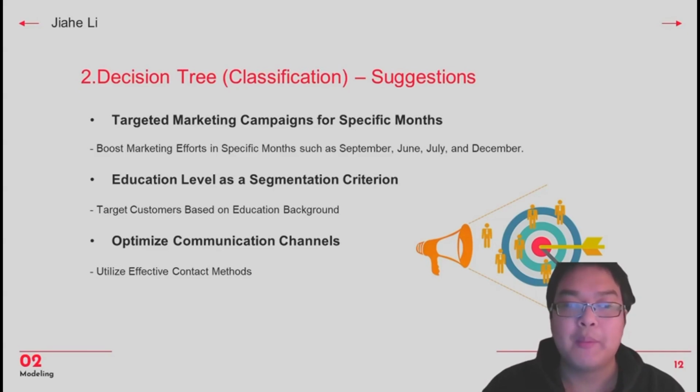And the third one is to optimize communication channels. Utilize effective contact methods. Analysis suggests that phone contact is associated with higher subscription probabilities in certain cases. Consider using more phone marketing for customer segments that prefer phone communication, while optimizing communication strategies across other electronic channels to improve coverage and conversion rates.